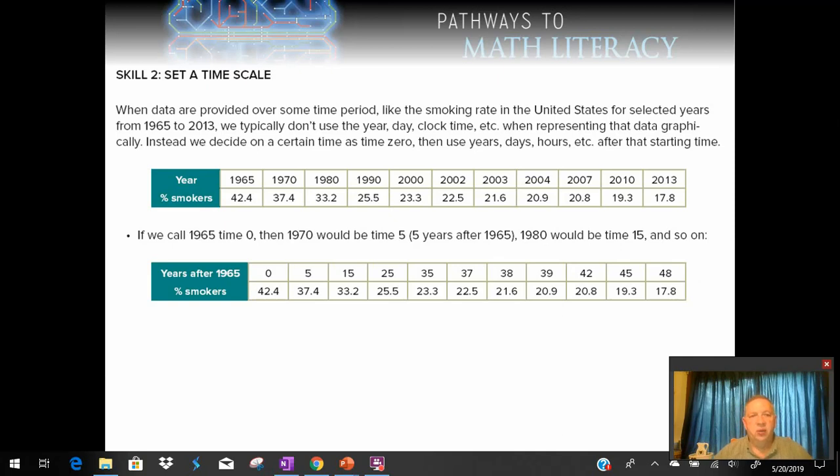So here, if we call 1965 the base year of 0, then 1970 would be 5 years past our base year. The 1980 would be 15 years past the base year, and so forth. So we've done this through the 5. And here's 10 more, 10 more, 10 more. Then we can just look and see the percentage of smokers based on those years.